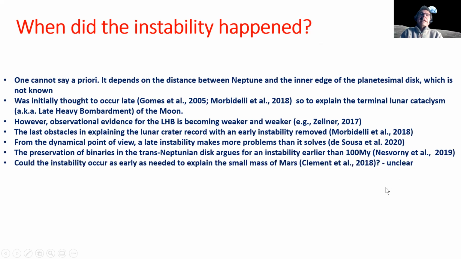But could it really have happened as soon as the gas went away in the first few million years, as needed to explain the small mass of Mars in the model developed by Matt Clement et al.? This is unclear. My personal opinion is that the instability likely happened at a time intermediate from 0 to 100 million years, probably around 50, 60 million years. It's probably associated with the moon forming event, but that's just my personal opinion, and more work is needed about that.